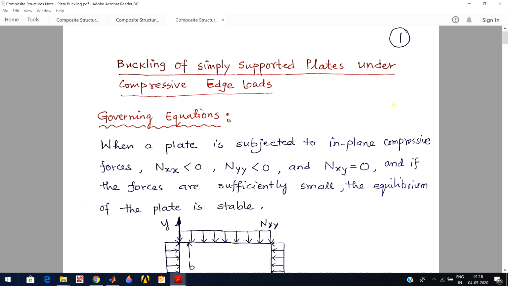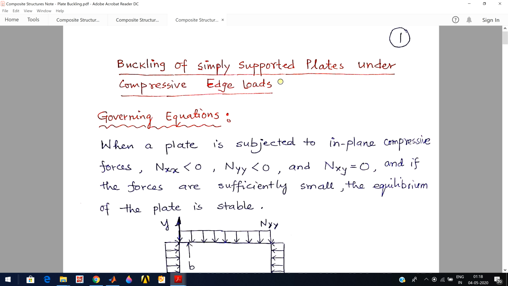In this lecture, I will discuss the buckling of laminated plates, and first I will consider the buckling of simply supported plates under compressive edge loads. So in this case, the four edges of the plate will be simply supported, and we will solve this buckling problem of this kind of boundary condition using the so-called Navier method. And we will also consider the Levy solution in this lecture.